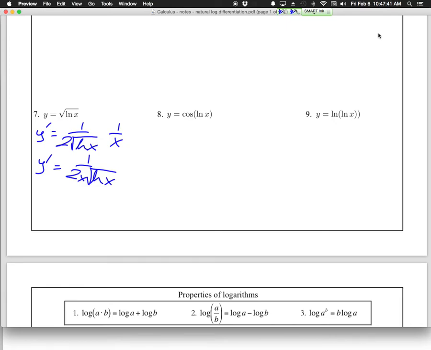All right, number 8. I have y equals cosine of the natural log of x. Chain rule. So what's the derivative of the outside? Negative sine. Inside stays the same. Derivative of the inside, 1 over x. So negative sine natural log of x over x.